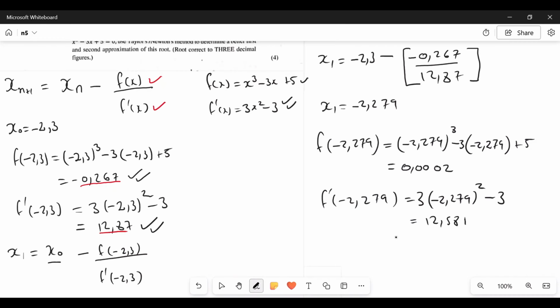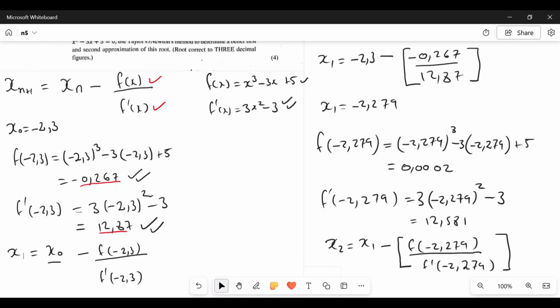Right. Again, we're going to apply the formula. So this time around, we are looking for x2. Now let's write the formula. So x2 is equal to x1. Remember, when we were looking for x1, this part here was x0. Do not forget that. Minus, now the formula doesn't change, it's still the same. We have f of negative 2,279 divided by f of negative 2,279 prime. There we go. So this is the formula.